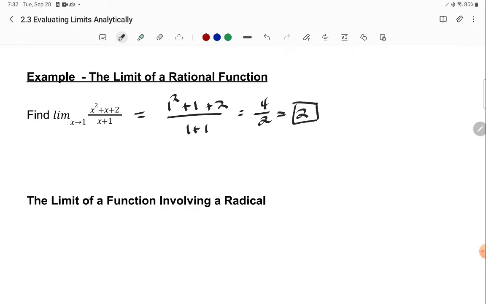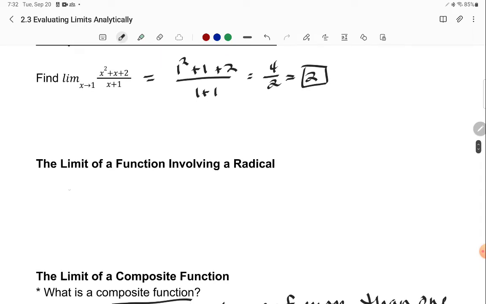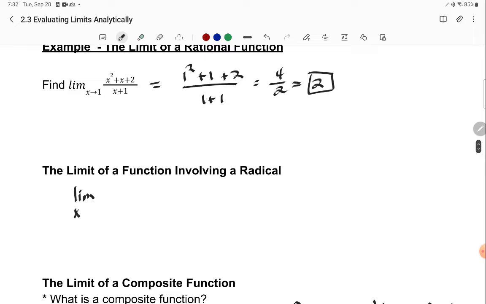Okay. Now if a limit has a radical, I don't have an example here, but I'm going to give you one. So let's say you have the limit as x approaches c of the nth root of x. Well, again, you're going to just directly substitute that in, and that would give you the nth root of whatever that c value is. Okay?